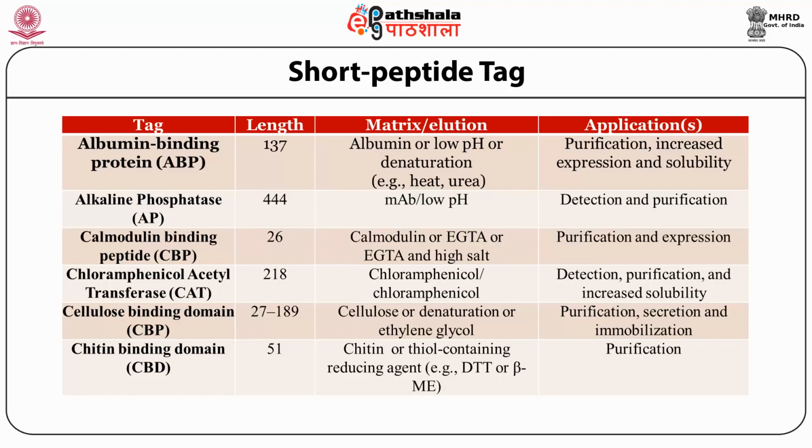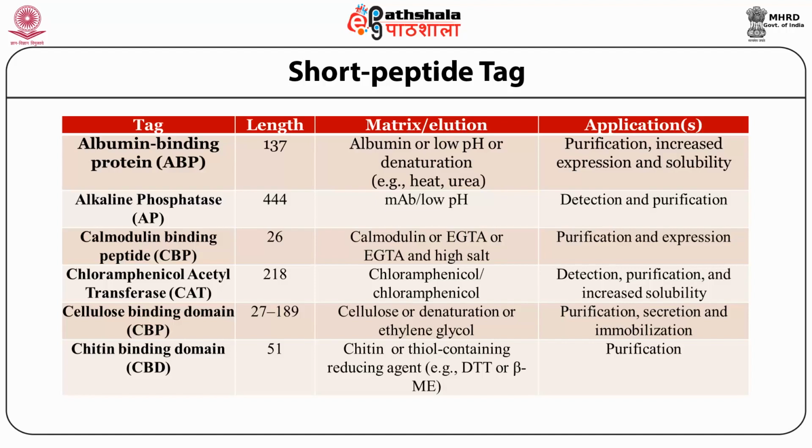So as I told you earlier also, short peptides can also be used not only for purification but also for protein folding and increasing its solubility. The other one is alkaline phosphatase. The matrix is made up of monoclonal antibodies, and the protein or the tag can be removed with a buffer which has lower pH. This is specifically used for detection and purification purposes.